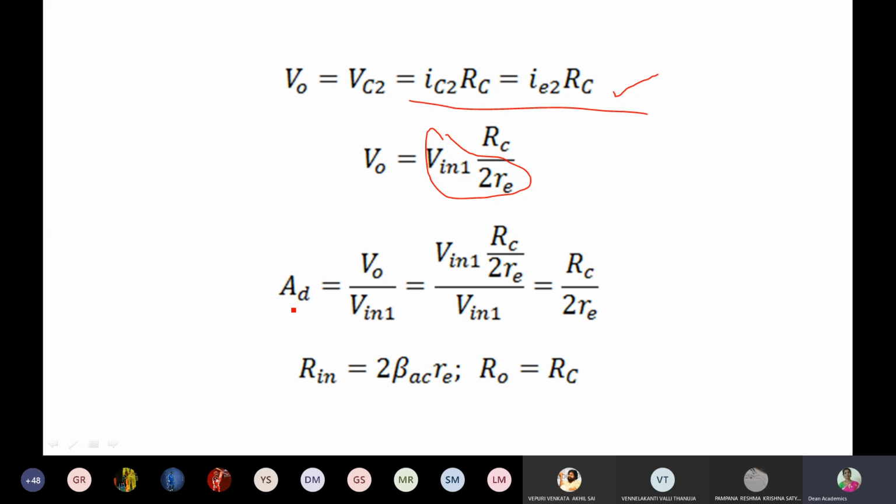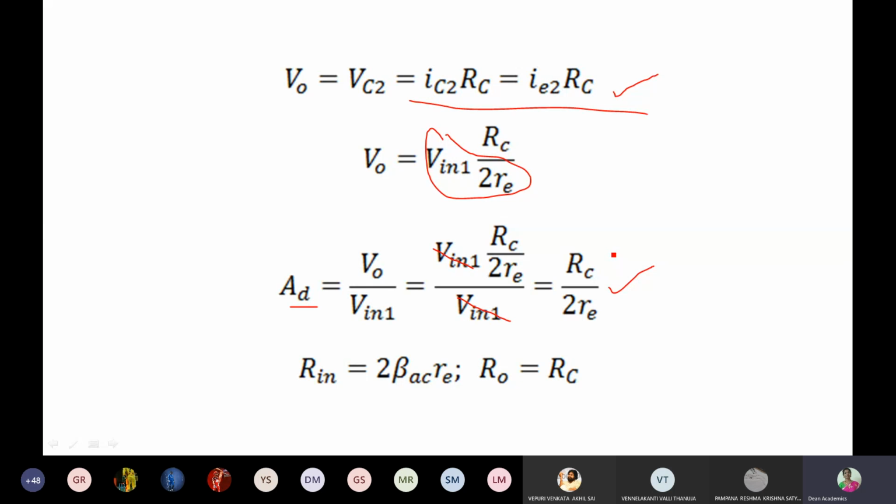And after that, we have defined differential gain, which is equal to V0 by Vin1, and which is equal to Vin1 into RC by 2 RE, this V0 divided by this Vin1. So finally, you will get RC by 2 RE. So from this, what do you understand? This is a single input unbalanced output differential amplifier.